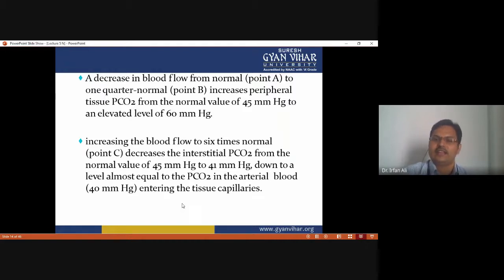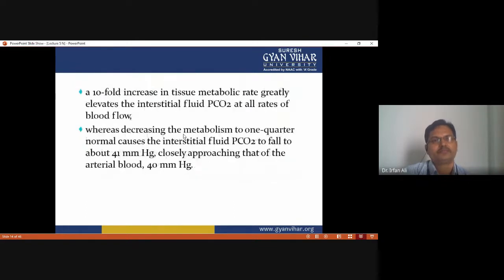Okay, that entering the tissue capillary. So this is called carbon dioxide transport homeostasis, and a tenfold increase in the tissue metabolic rate greatly elevates the interstitial fluid partial pressure of carbon dioxide at normal rate of blood flow, whereas decreasing the metabolism to one fourth of normal causes the interstitial fluid partial pressure of carbon dioxide to fall to about 41 mmHg, closely approaching the arterial blood partial pressure of carbon dioxide, which is 40 mmHg.